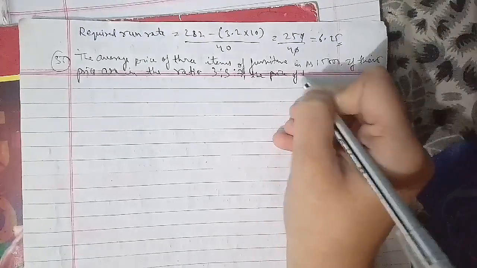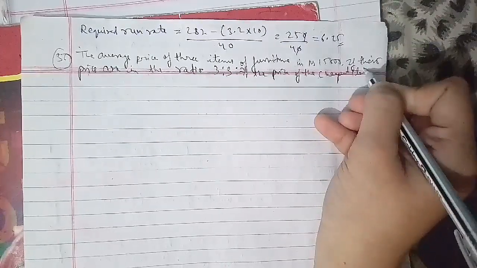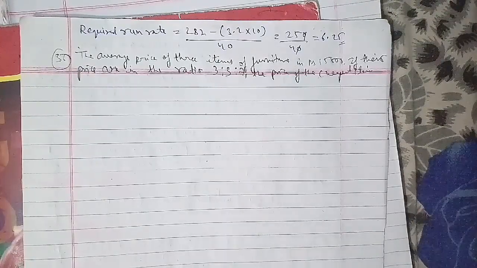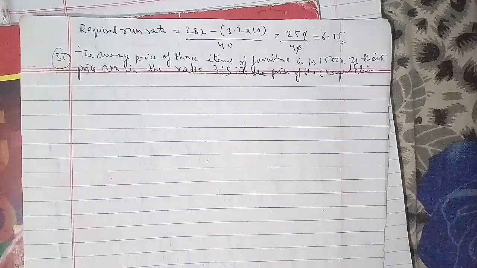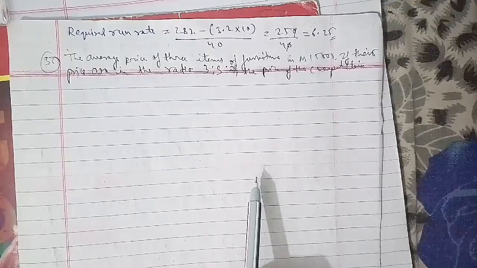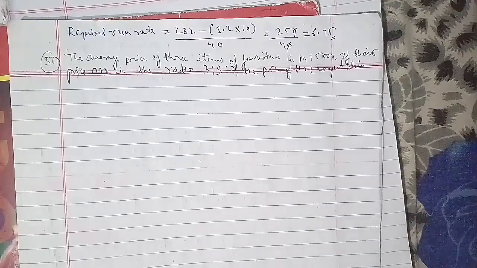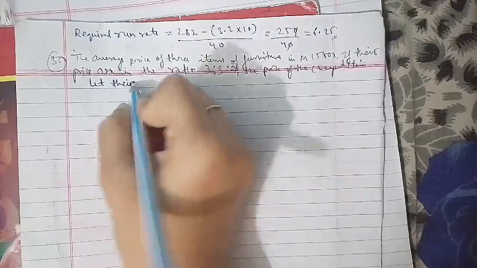For the same case, we have an average, and the options are 9,000, 15,000 as I told you. Let's find the solution so that you will be able to understand what we have to solve. Let their prices be 3x, 5x and 7x. Then 3x plus 5x plus 7x equals 15,000 into 3, or x equals 3,000.